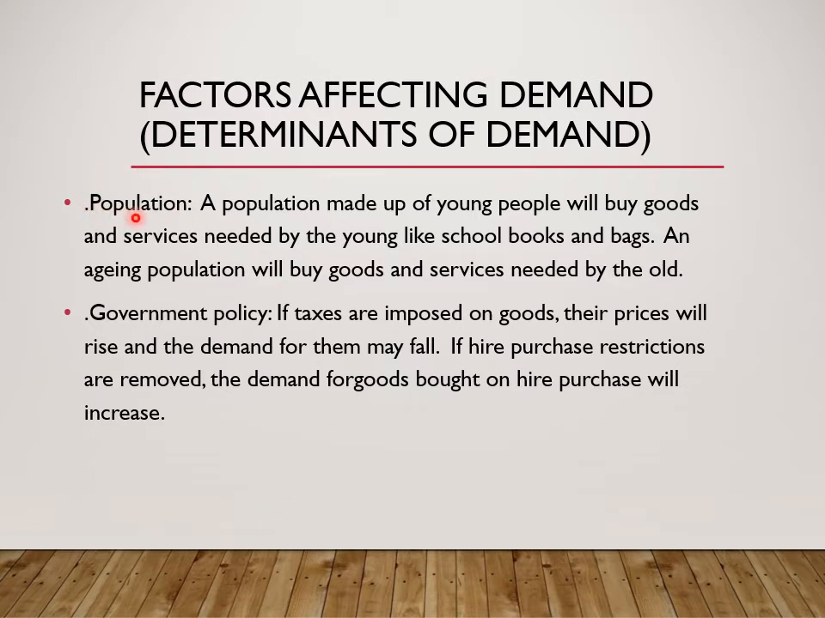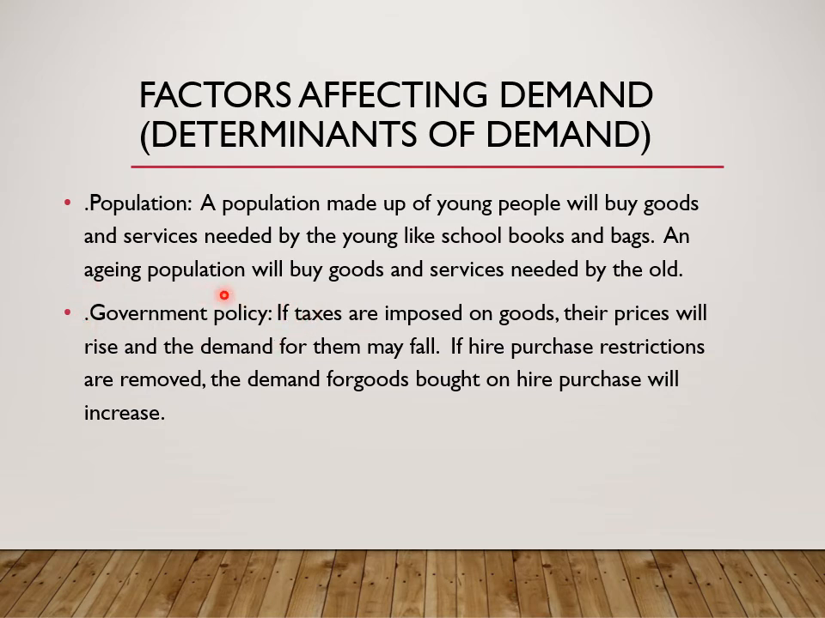Look at the population. A population made up of young people will buy goods and services needed by the young, like school books, like school bags. On the other hand, a population which is aging will buy goods and services needed by the old, like walking sticks, like pipes, like blankets, like spirits, and the list is long.